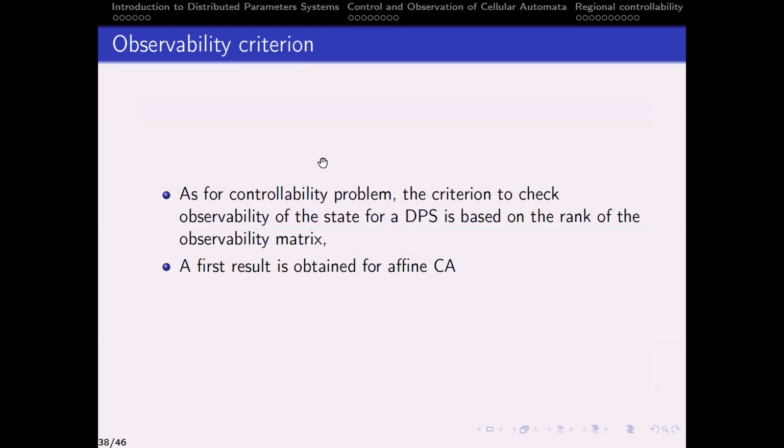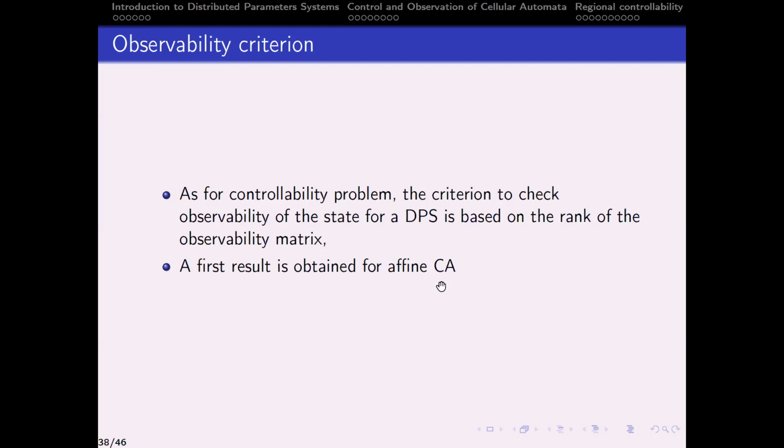For observability, which is under study now, I just want to say that, as for controllability, the classical and usual criterion to check and prove observability of DPS is based on this rank condition. We just have to build the observability matrix and check the rank condition for this observability matrix. It is only this way that we prove observability.